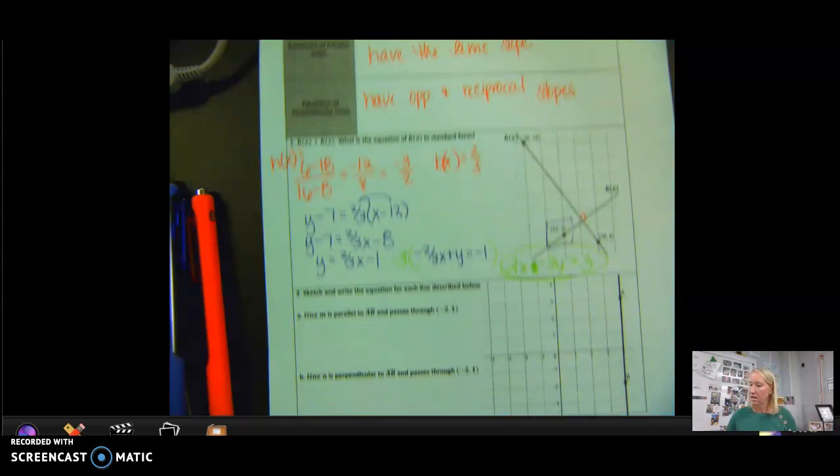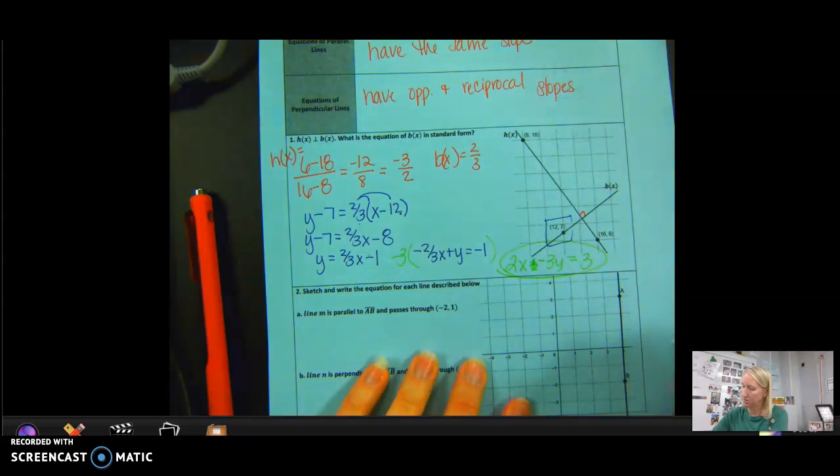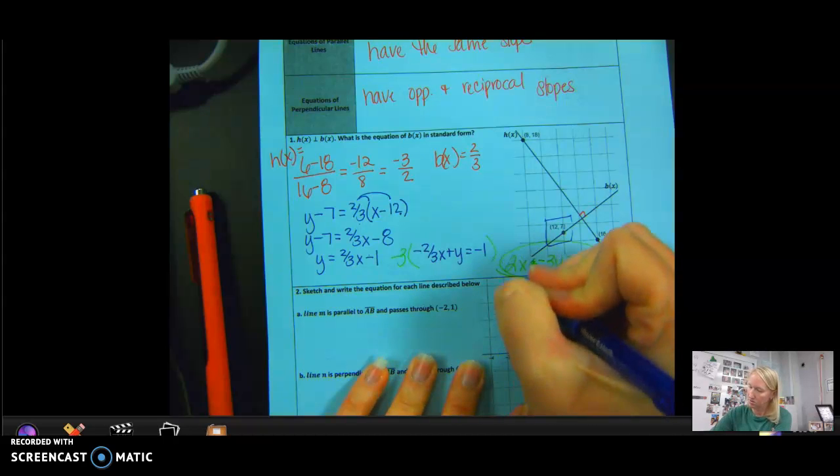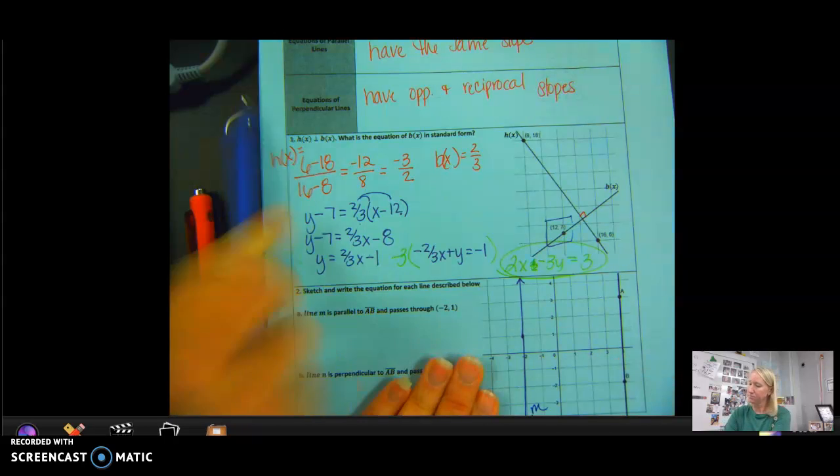Okay? Sketch and write the equation for each line described below. So we have a line M that is parallel to AB and passes through negative 2, 1. If it is parallel, it never touches, so it will go straight up and down just like that one did. So we're going to name that M.